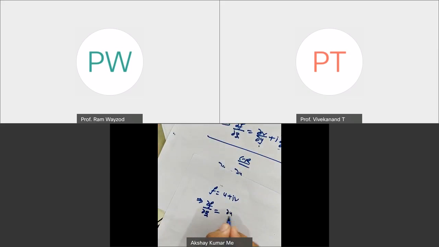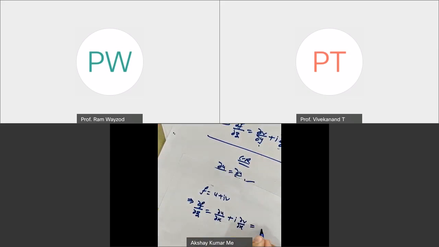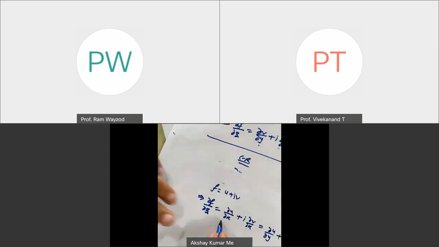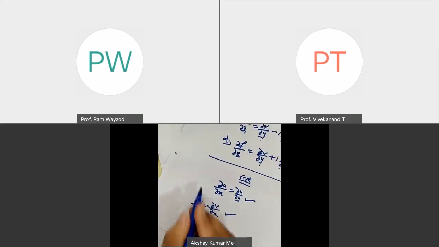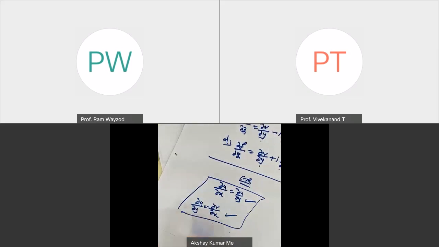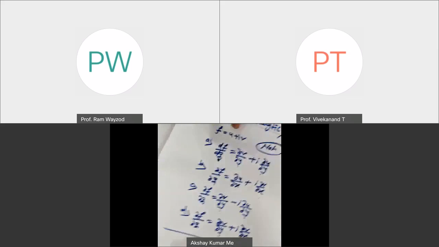So del u by del x plus i del v by del x, or we can write del u by del y plus i del v by del y. First we differentiate with respect to x and then with respect to y. Then we use this condition to form our option.